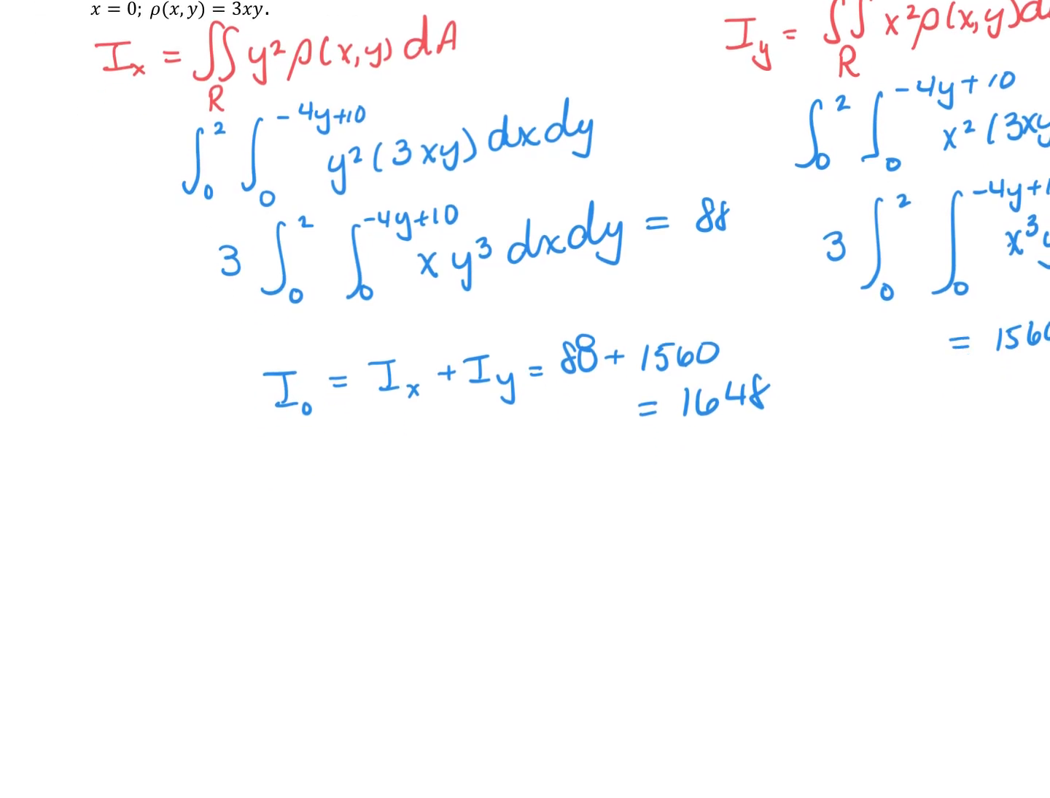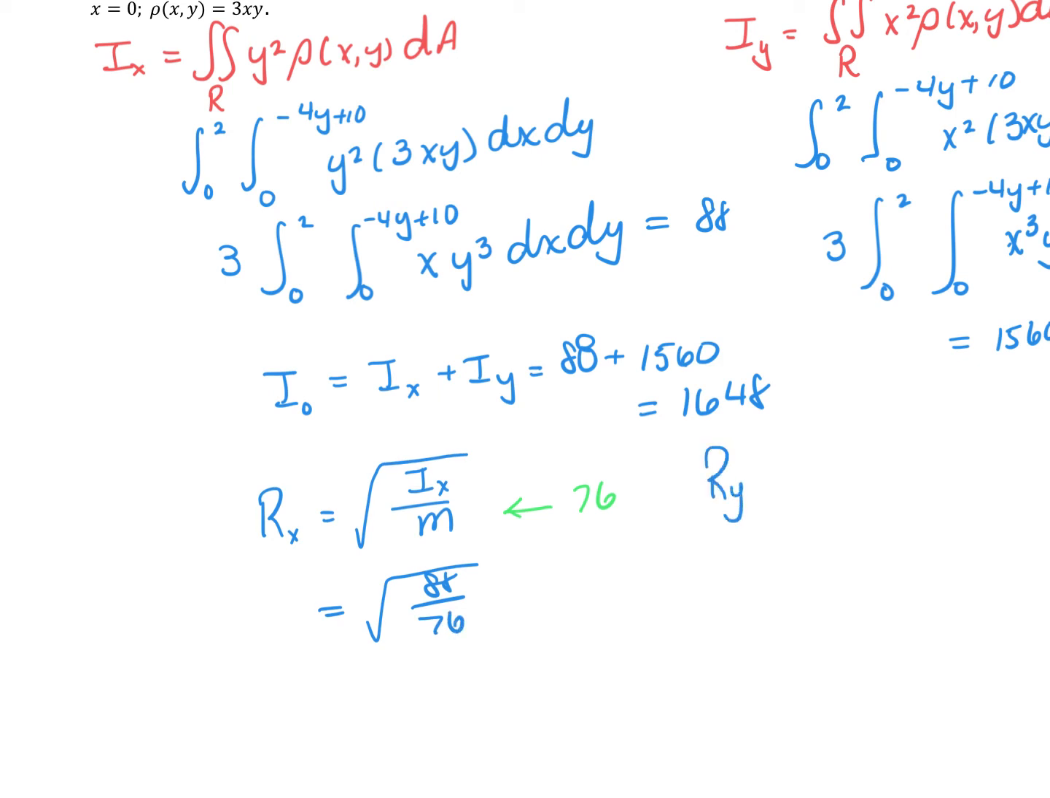Now, to find my radii of gyration, r of x is going to be the square root of I of x over my mass. We know the mass, because we already found it in our previous example, and it was 76. So this becomes the square root of my I in terms of x, which is 88, over 76.